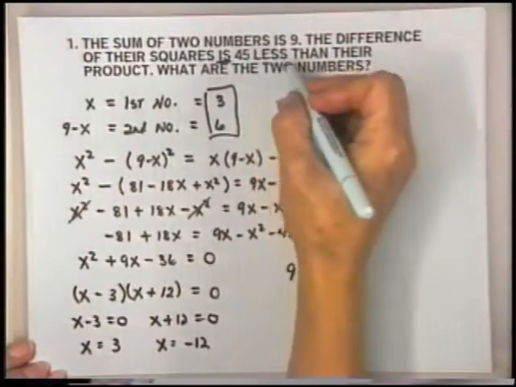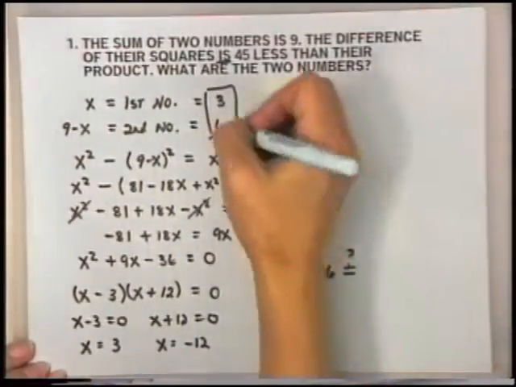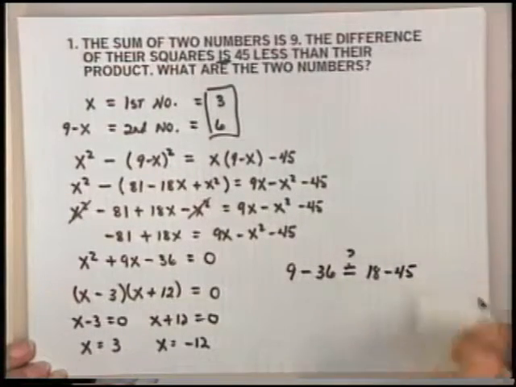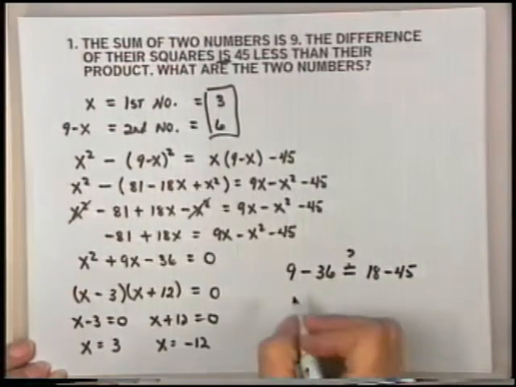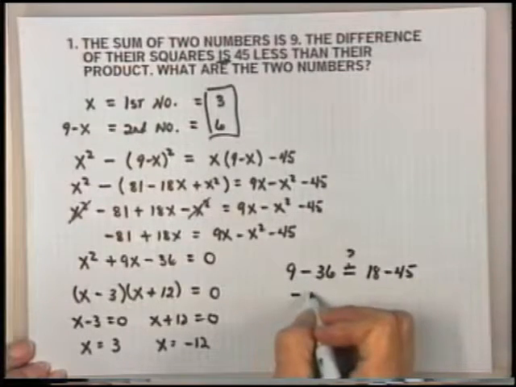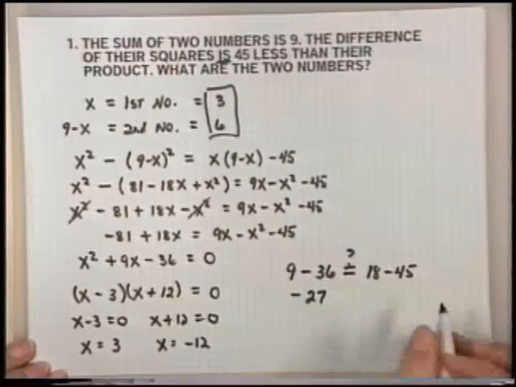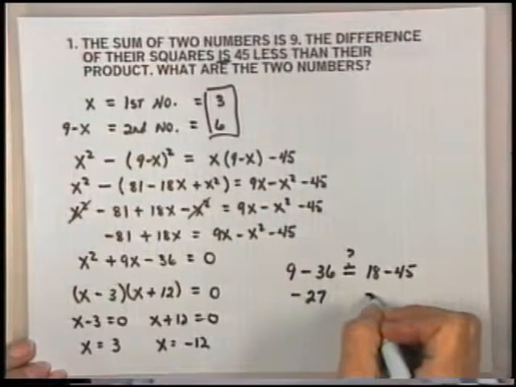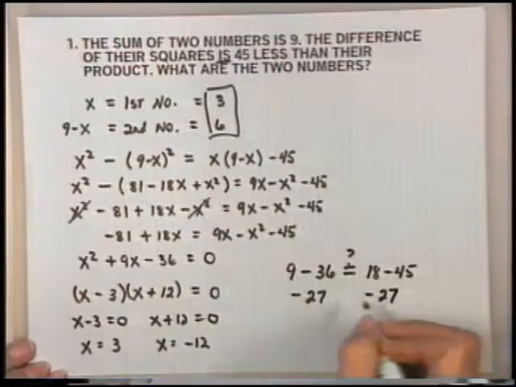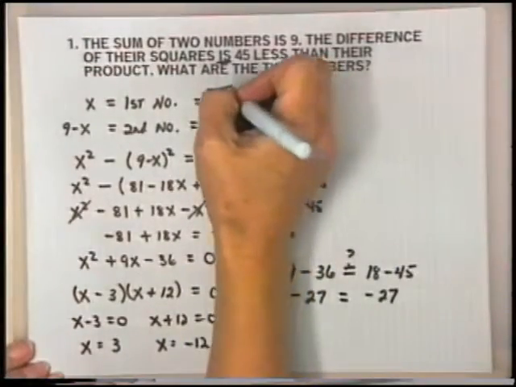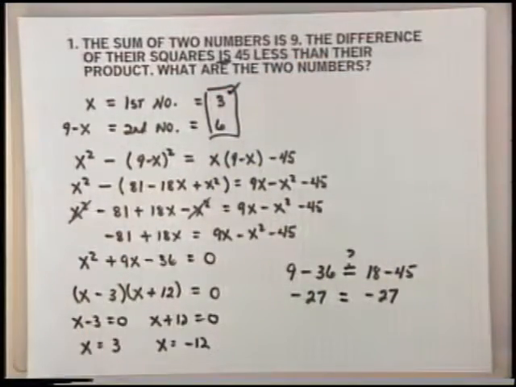Does that equal 45 less than their product? Their product is 18 minus 45. 9 subtract 36 is a negative 27. 18 subtract 45 is also a negative 27. So these do equal each other, and this would be a correct solution to our problem.